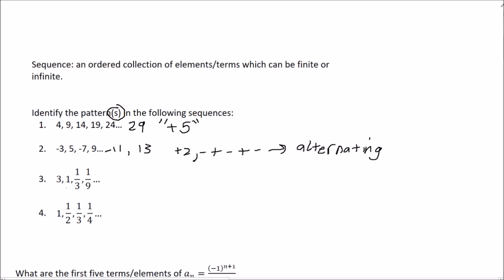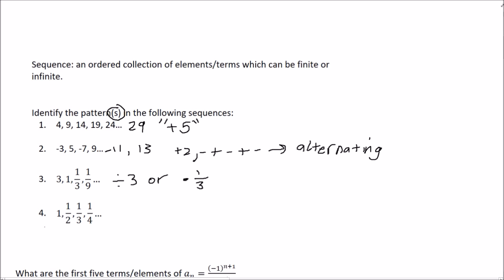Okay, maybe we're subtracting 2, but then 1 minus 2 would not be 1/3. Okay, what's going on here is we are dividing by 3 each time. Or you could say, I'm going to put a dot for multiplying by 1/3. That accomplishes the exact same thing.